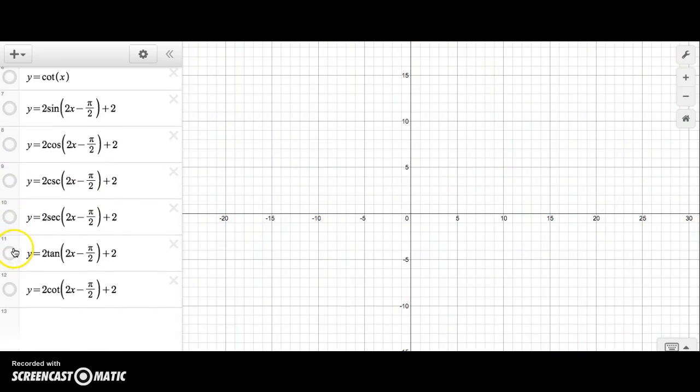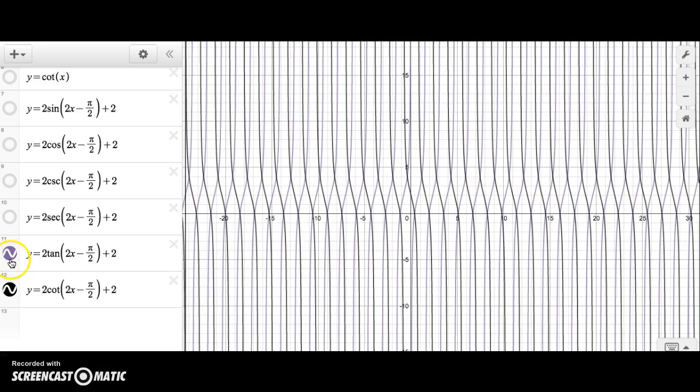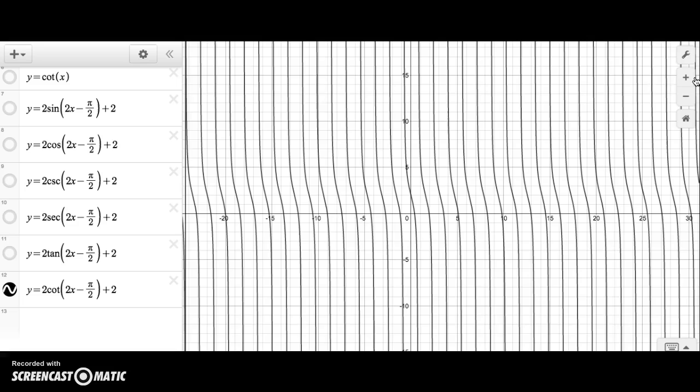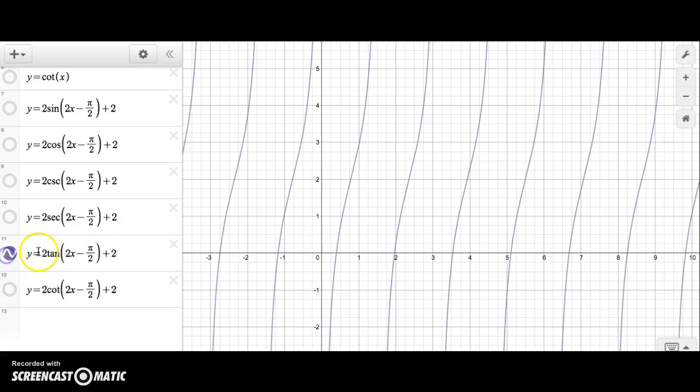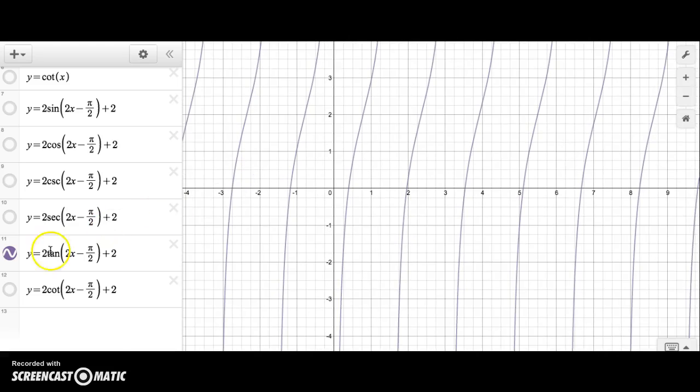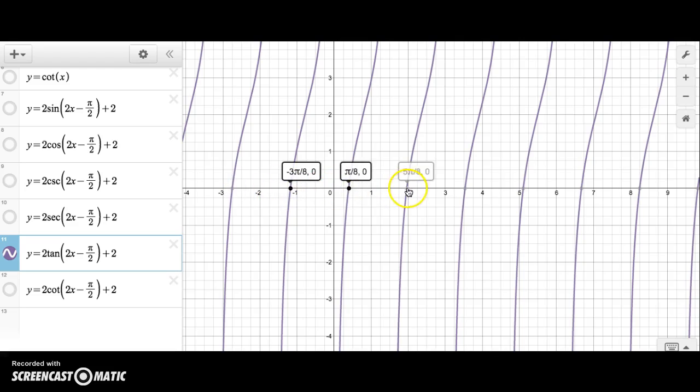Now we're going to talk about tangent and cotangent. So, zoom in here. We have 2 tangent of 2x minus pi over 2 plus 2. And it's pretty much the same game as the others. This is the amplitude, which is making our graph stretch. This is our period, and as you can see, we are now having a smaller period.